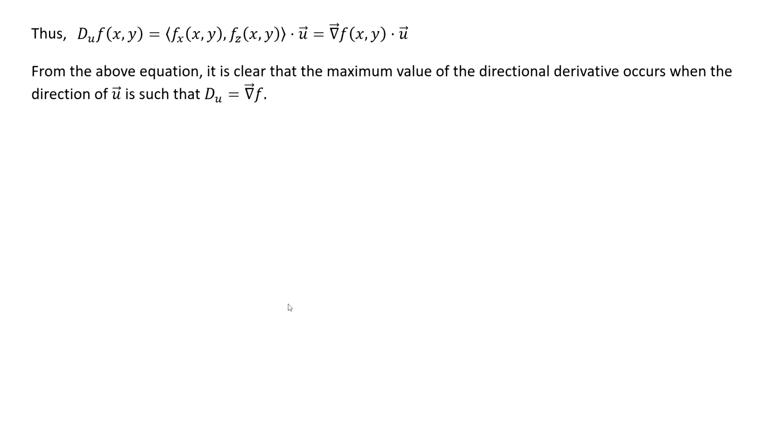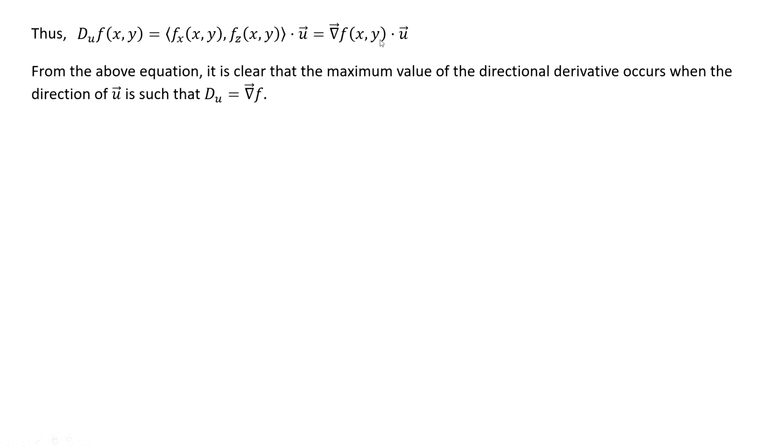Cool. All right. From the above, this statement, when I first looked at it, it was not so obvious. So I had to think about it. Let me clarify this. From the above equation, it is clear that the maximum value of the directional derivative occurs when the direction of u is such that D_u equals del f. Is that what Americans call clear as mud? What? The maximum value of the directional derivative. So this guy has a maximum value and a minimum value, something like that? Why would that be?